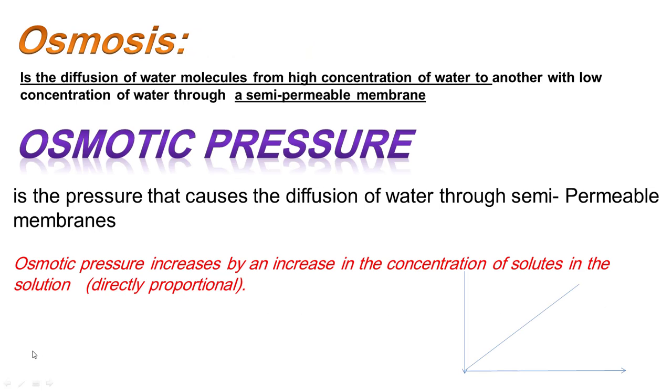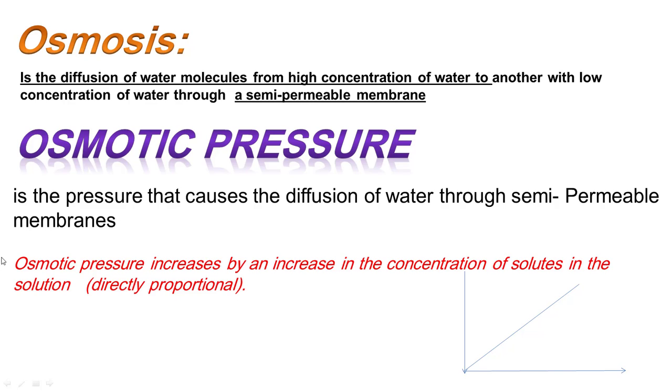Osmosis. Osmosis is also a type of diffusion, but it is determined only on water. So water will diffuse from high concentration to low concentration through a semi-permeable membrane. This is a very important condition.